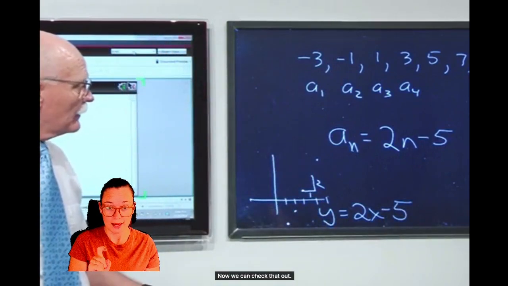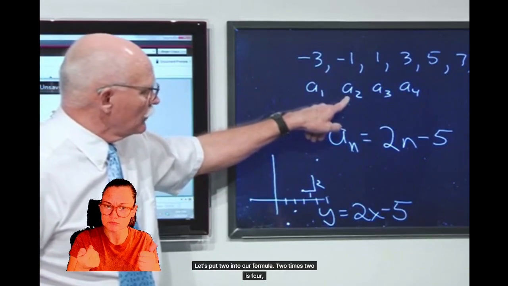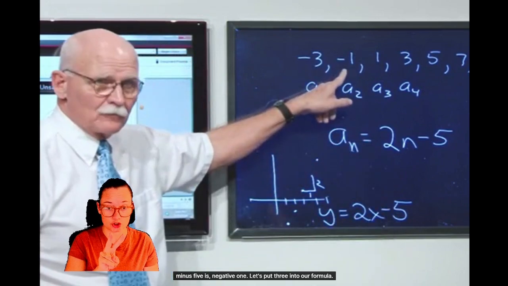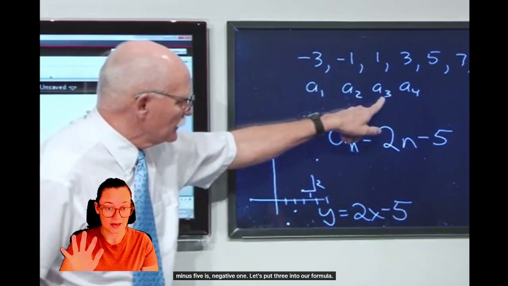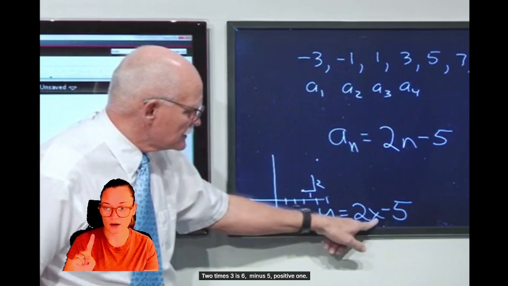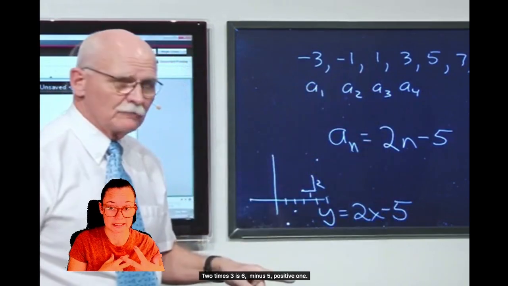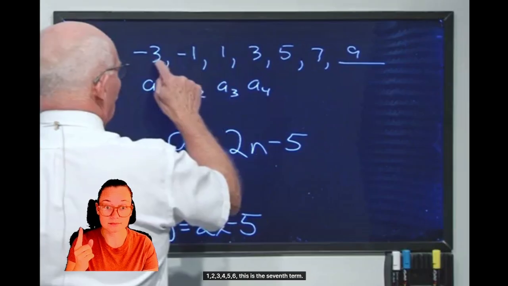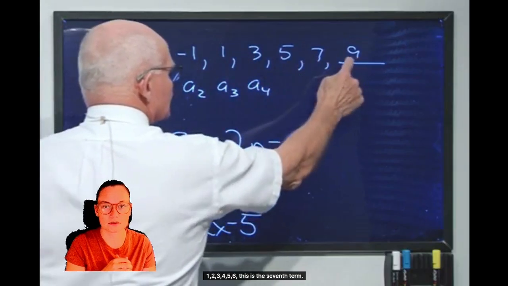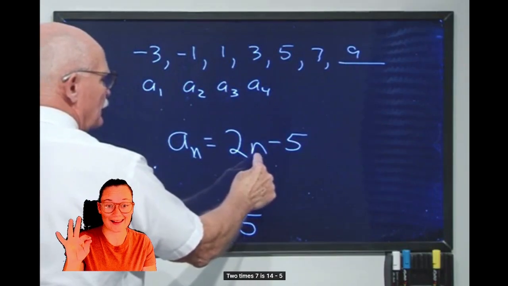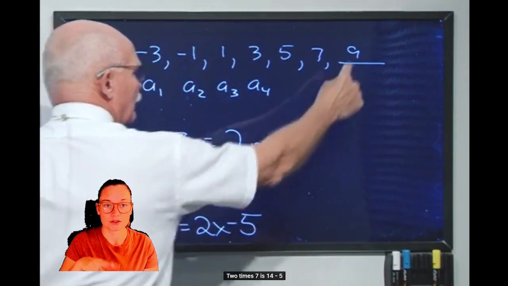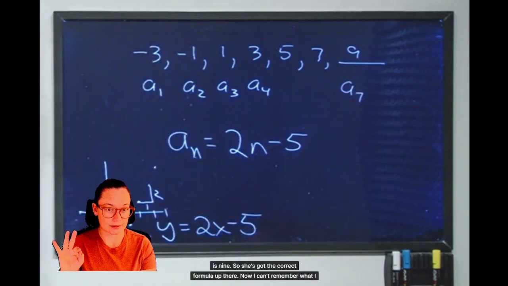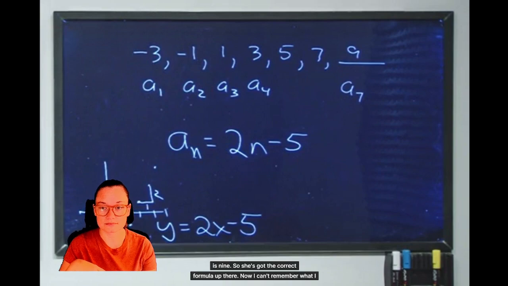Evidently, the equation of this line is y equals 2x minus 5. Now, we can check that out. Let's put 2 into our formula. 2 times 2 is 4, minus 5, -1. Let's put 3 into our formula. 2 times 3 is 6, minus 5, +1. So you're right. Let's see, this is 1, 2, 3, 4, 5, 6. This is the 7th term. 2 times 7 is 14, minus 5 is 9. The 7th term is 9. So she's got the correct formula up there.